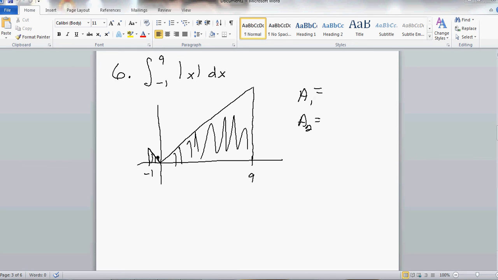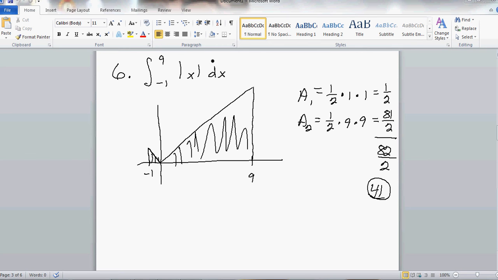So I'm going to take this one first, call that area 1. So that would be 1/2, the base is 1, and the height is 1. So this all equals 1/2. For this triangle, we get 1/2 times the base, which is 9, times the height, which is 9. And so this would be 81/2. Add those together, we get 82/2, which is equal to 41. So just using geometry, we've determined that the area of this is 41.